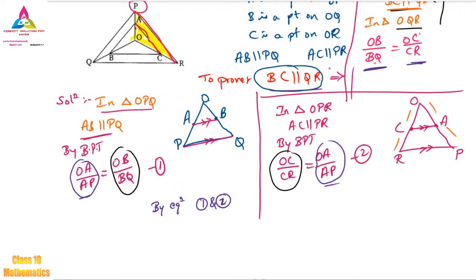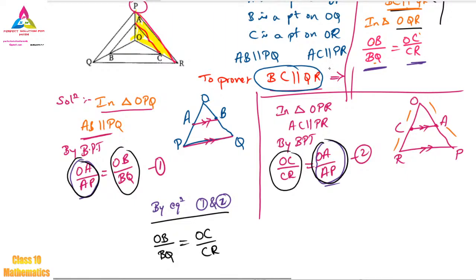I have informed you already. If one thing is equal on both sides, then the other two things are equal to one another. So by equation 1 and 2, we can say that OB divided by BQ is equal to OC by CR. Understood? Because here we have OA by AP in equation 1, and in equation 2 also the same thing, OA by AP. Both sides we have the same thing. So what is left is OB by BQ is equal to OC by CR.